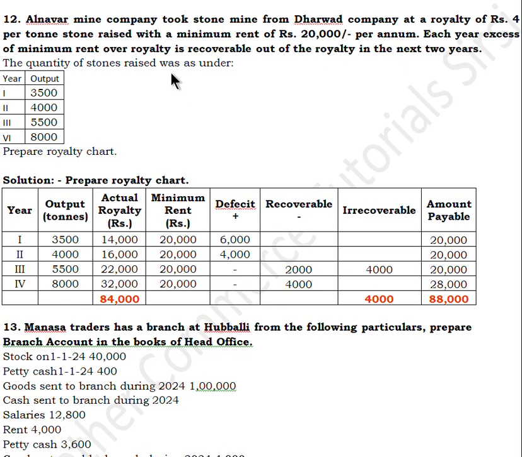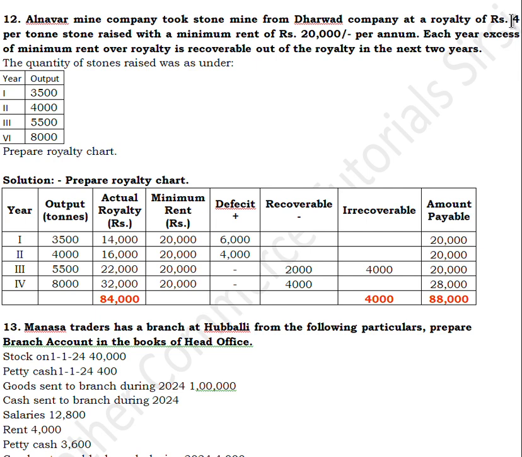The 12th question is from royalty. They have asked us to prepare a royalty chart. Alnavar Mine Company took a stone mine from the Harvard Company at a royalty of rupees 4. So this is very important. Royalty charges rupees 4 per ton of stone raised with the minimum rent of 20,000. This is also a very important point. 20,000 is the minimum rent. Each year excess of minimum rent over royalty, that is the recoupment time they have given, is next 2 years. So there are three things to be noted here.